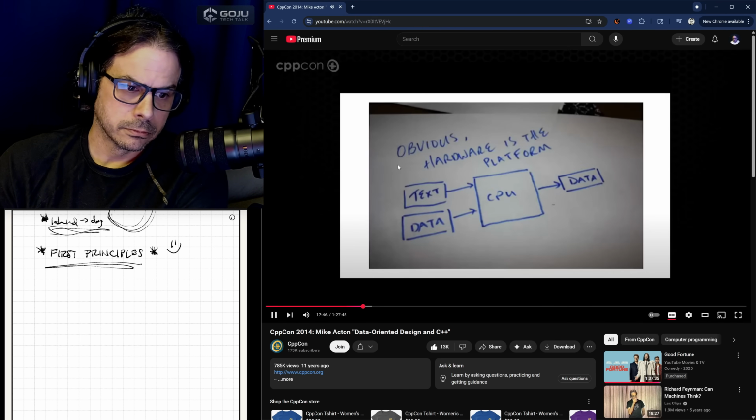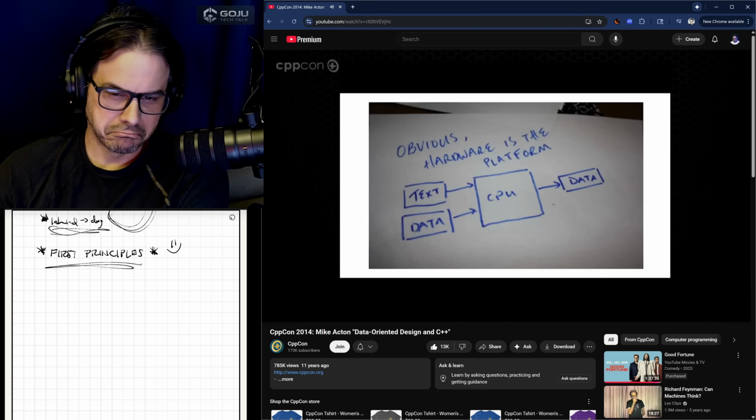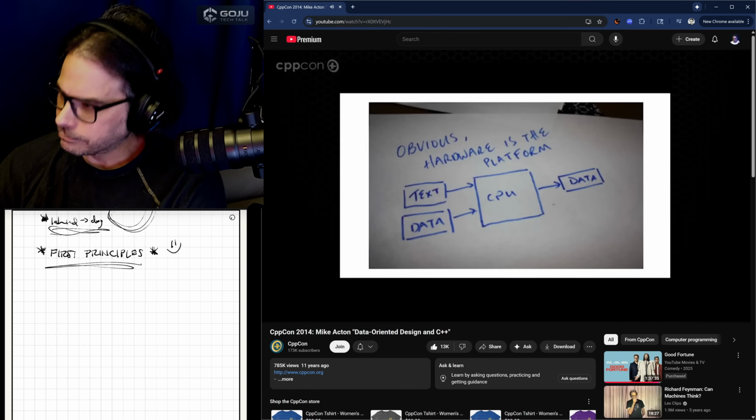Platform. This should be super, super obvious, right? Hardware is the platform, right? You have text, you have data, goes into some CPU, spits out other data.